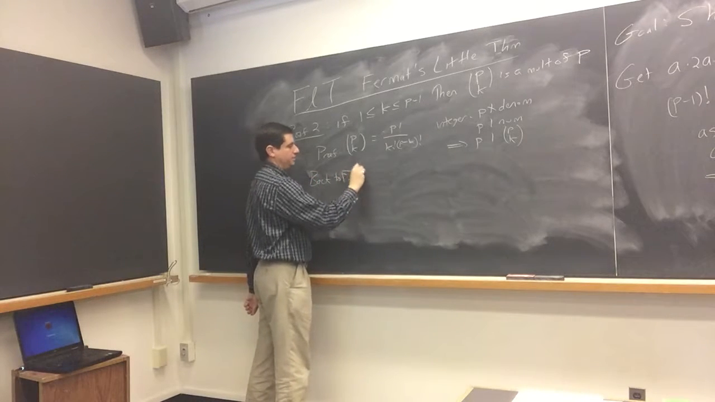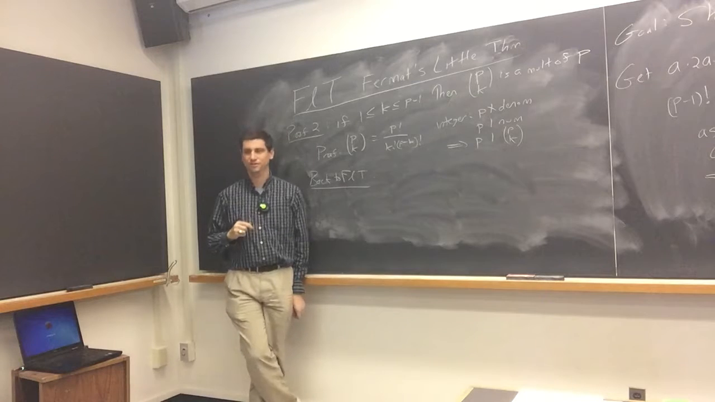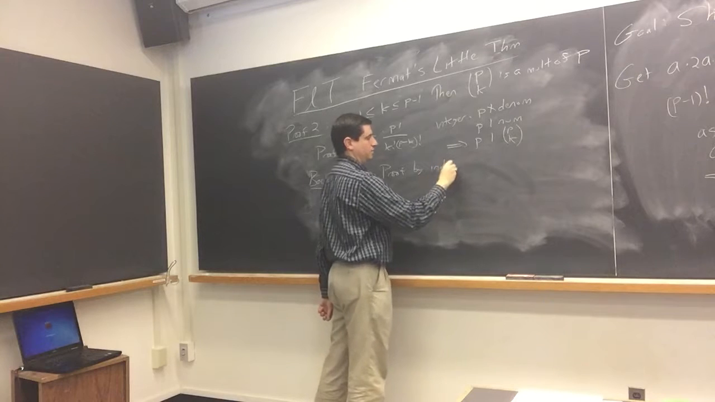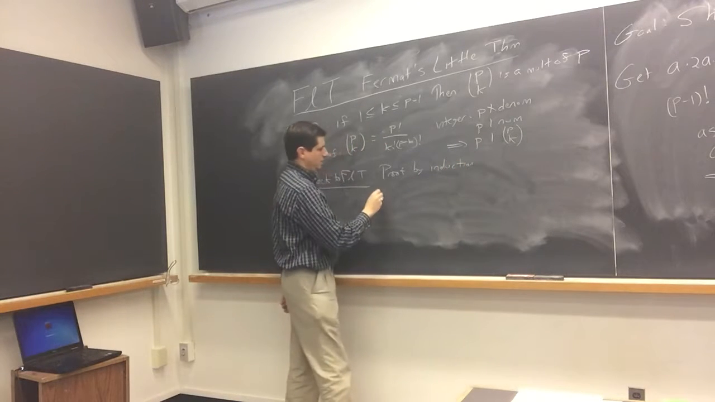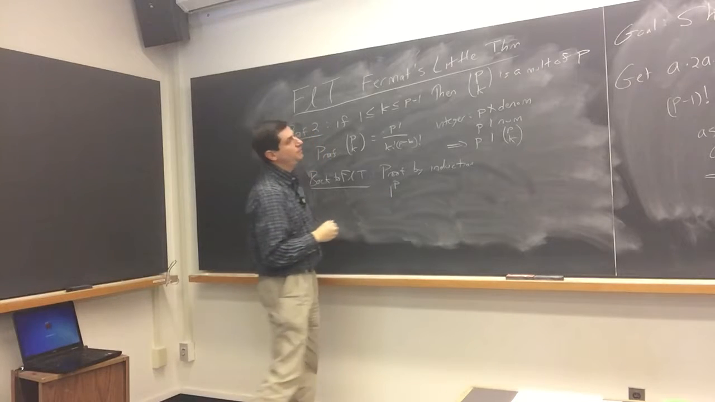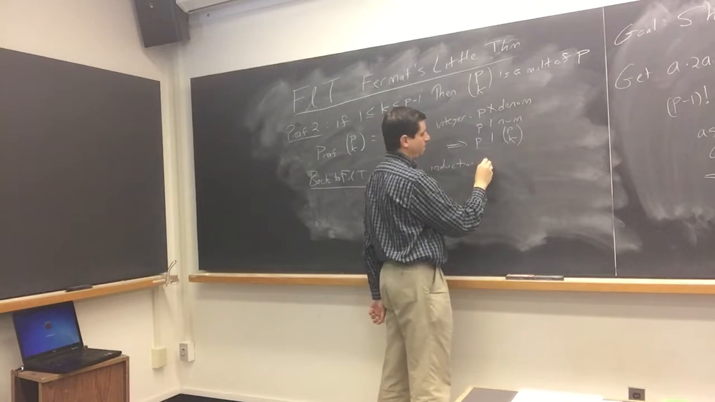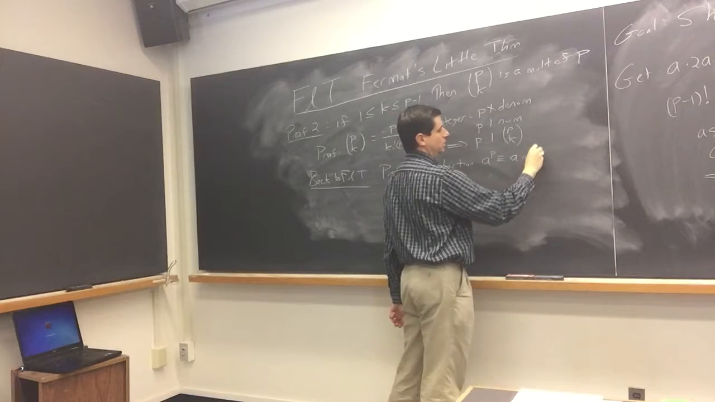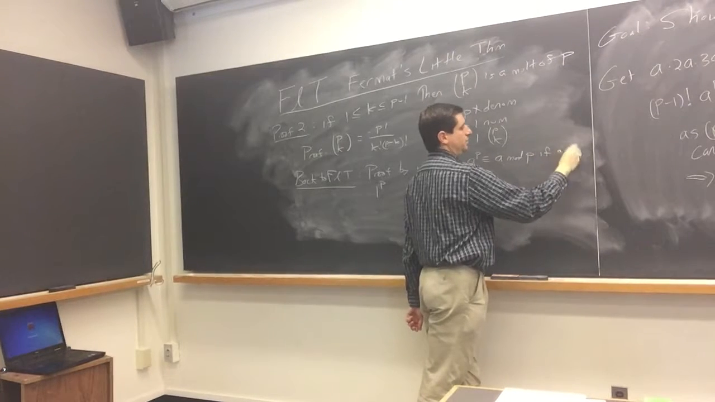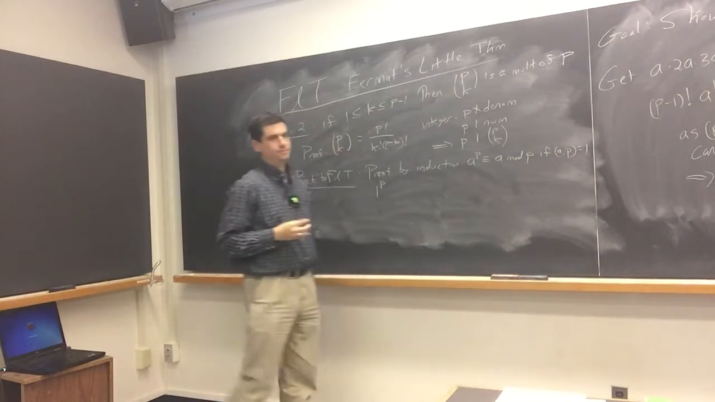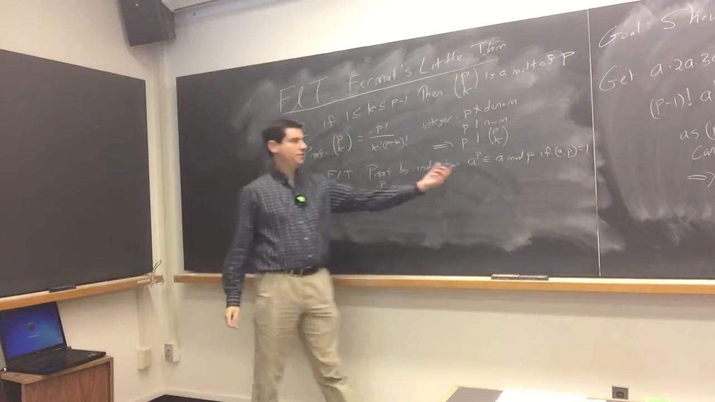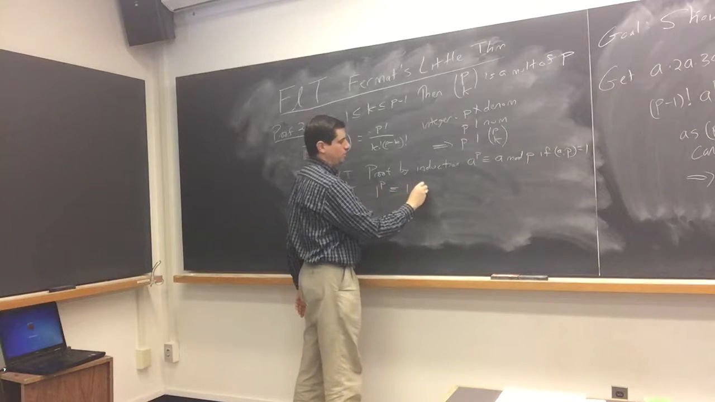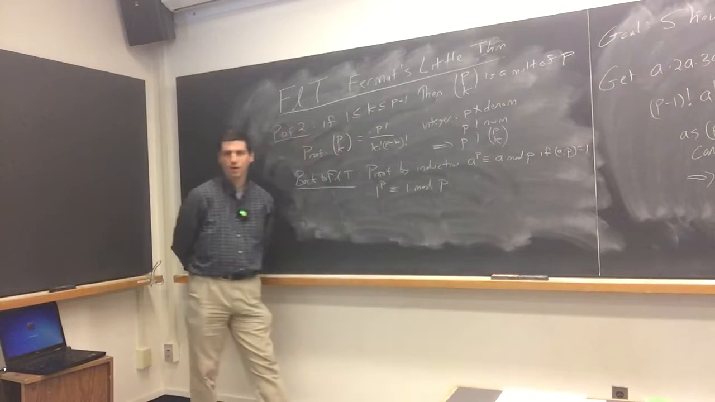Back to FLT. We're going to prove it by induction. So proof by induction. 1 to the p, and what I'm going to do is I'm going to prove a to the p is congruent to a mod p if a and p are relatively prime. And if a and p are relatively prime, I can remove the a, it's not a big deal. So I claim 1 to the p is congruent to 1 mod p. Are we all happy with this?